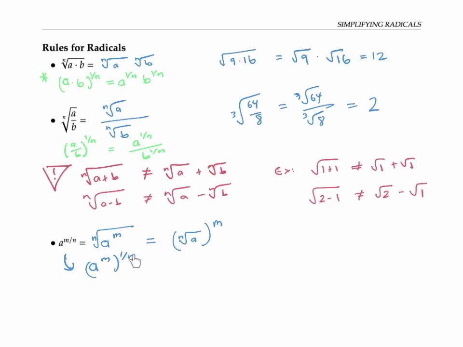But a 1 over nth power is the same thing as an nth root, and therefore this expression is the same thing as this expression, and that proves the first equivalence. The second equivalence can be proved similarly by writing a to the m over n as a to the 1 over n times m. Again, this works because when I take the power to the power, I multiply exponents. 1 over n times m is the same thing as m over n.